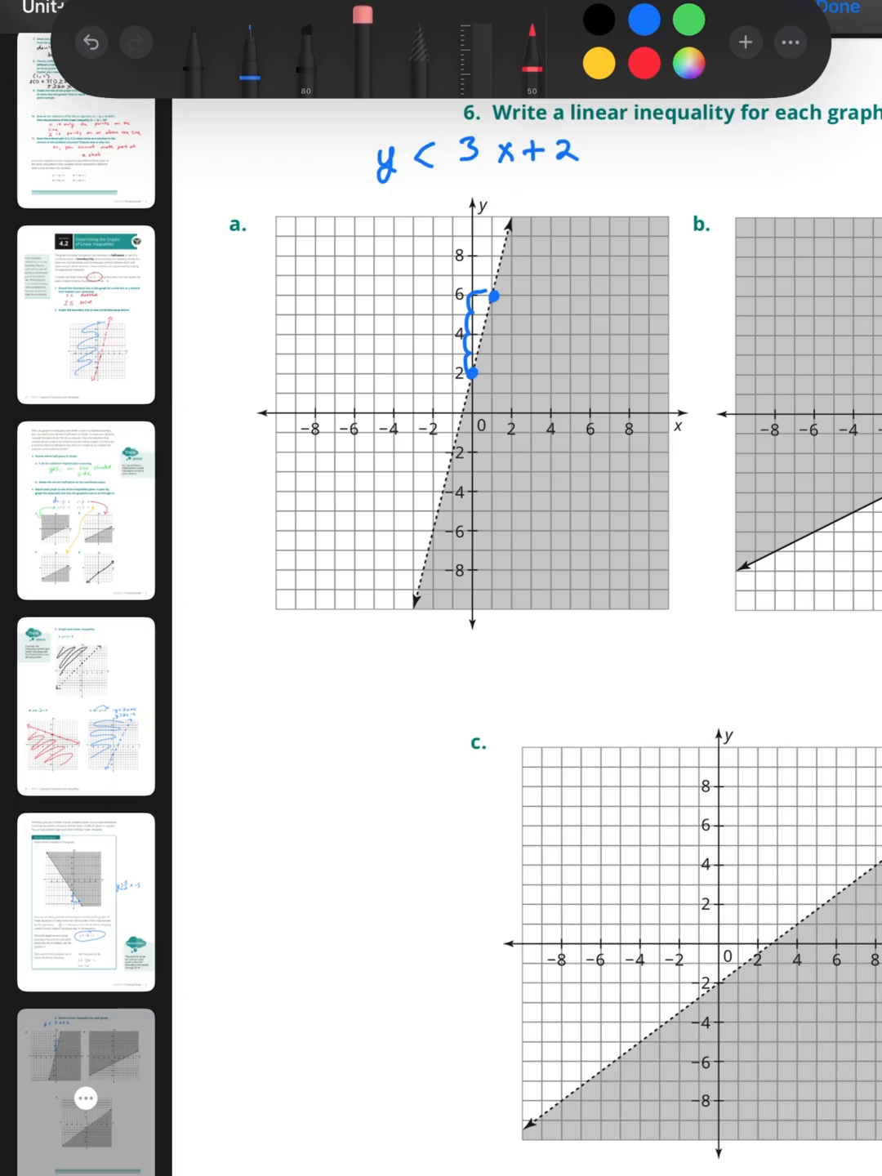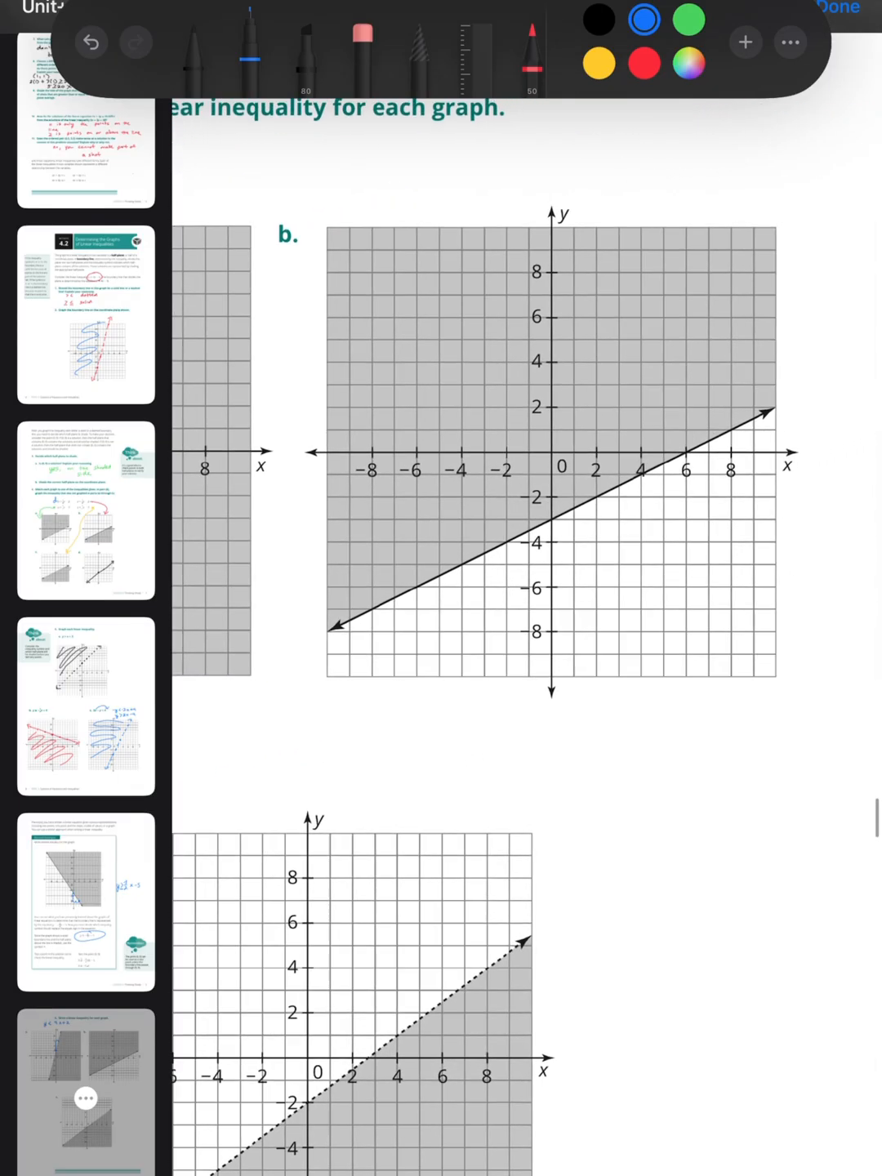I think I counted wrong. One second. I think I skipped the line counting. So up 1, 2, 3, 4, right 1. There we go. So 4x plus 2. Should have zoomed in a little bit more.